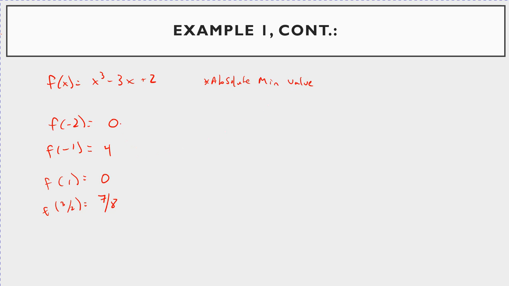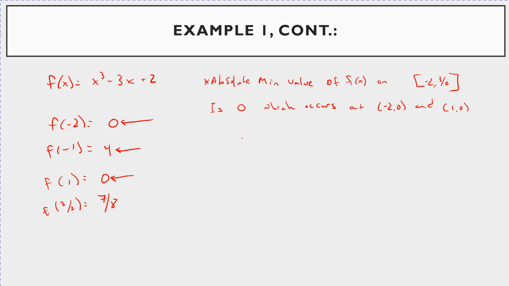So the absolute min value, if you look here, the lowest value here is 0, okay? And it occurs twice. So the absolute min value of f of x on this interval -2 to 3/2 is 0. It's the value 0, which occurs at 2 points, right? It occurs at -2, 0, and it occurs at the other point 1, 0. So this is what I mean by your absolute min value can occur more than once.